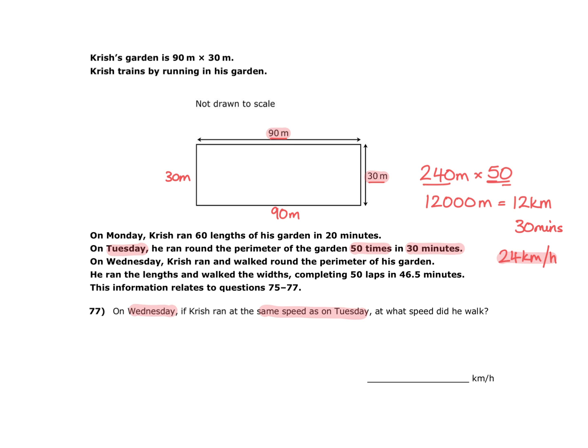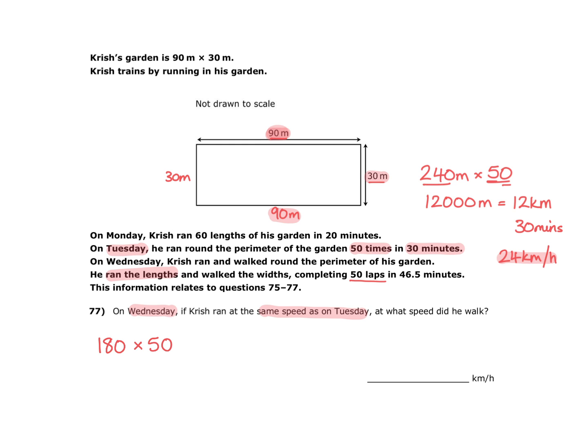But he only ran the lengths, he walked the widths. So the widths of this garden are 30 metres and the lengths are 90 metres. 90 plus 90 is 180 metres, and we know that he did 50 laps in total. It means that he did 180 metres 50 times.